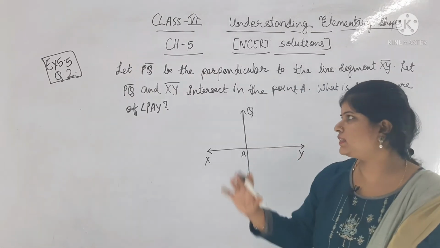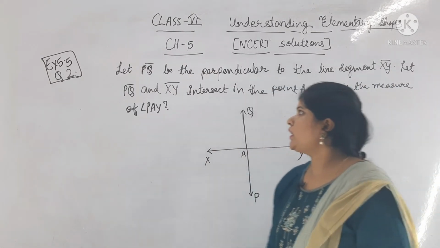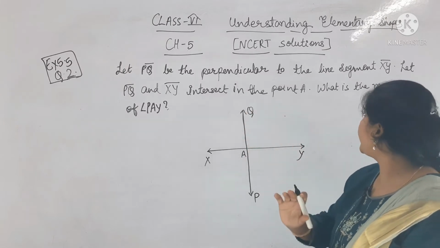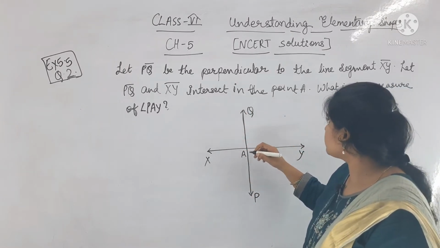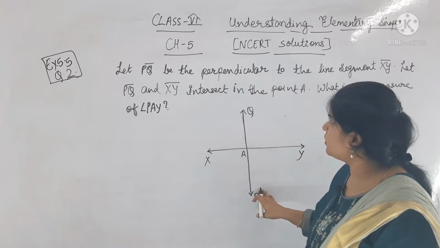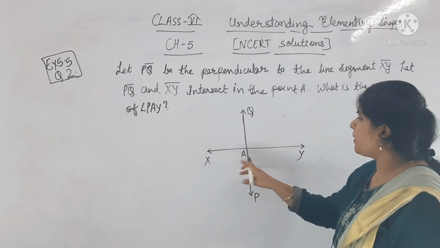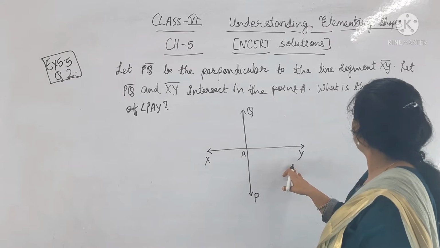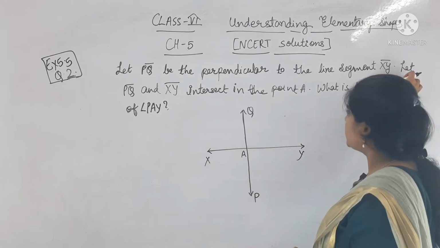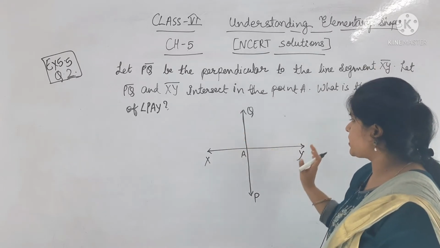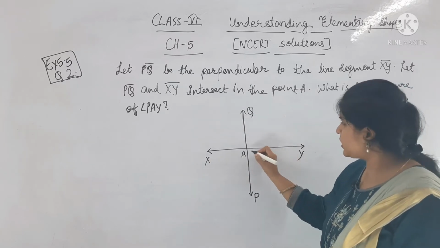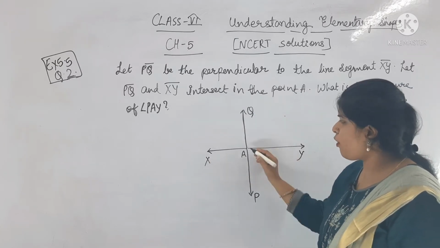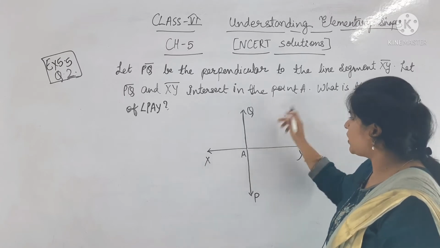Okay students, let's see question number 2. It is given, let PQ be perpendicular to the line segment XY. So this is the PQ line, and it is perpendicular to the XY line. Let PQ and XY intersect each other at the point A.